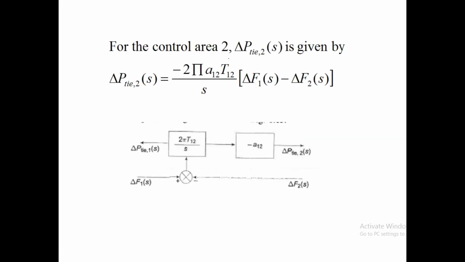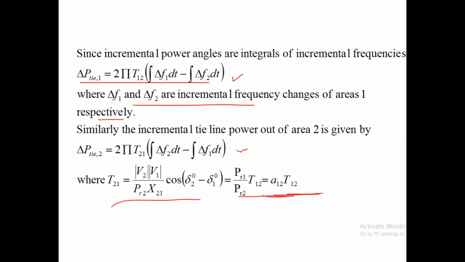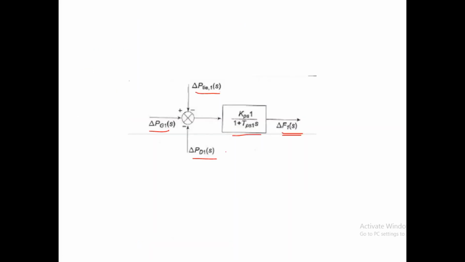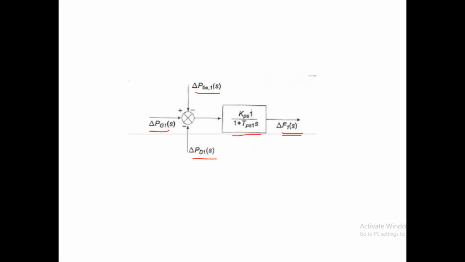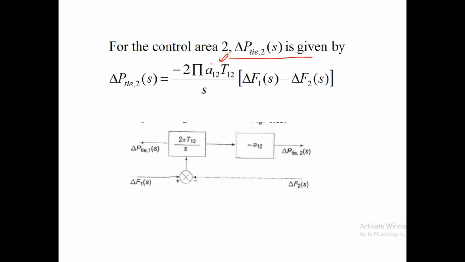Similarly, for control area 2, delta P tie line 2. It is the same equation, but now we have represented it in terms of T12. Previously we defined that T21 can be expressed as A12 into T12. So here T21 is represented by A12 into T12. Why are we representing it this way? Because then you can directly take it from the previous one. So here minus 2 pi into T12 by S, into minus A12, will give delta P tie 1.